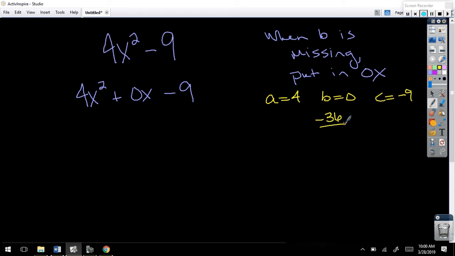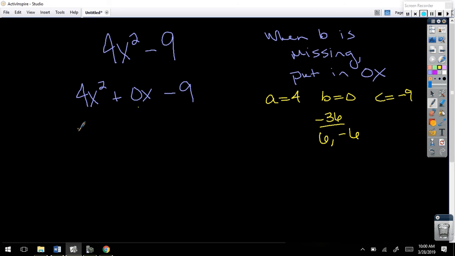Now think about this before you answer. I need two things that multiply to negative 36, but they have to add to 0. 6 and negative 6. That's right. When you add negative 6 and 6, you get 0. When you multiply 6 and negative 6, you get negative 36, right?